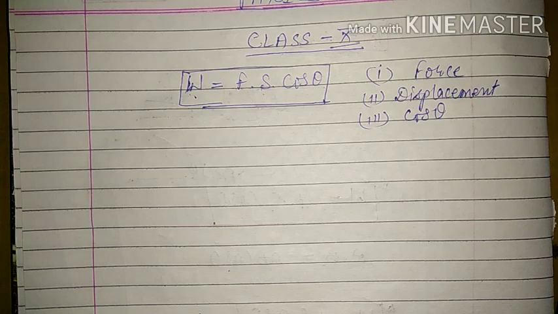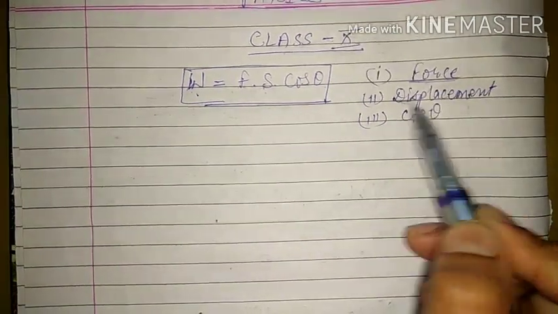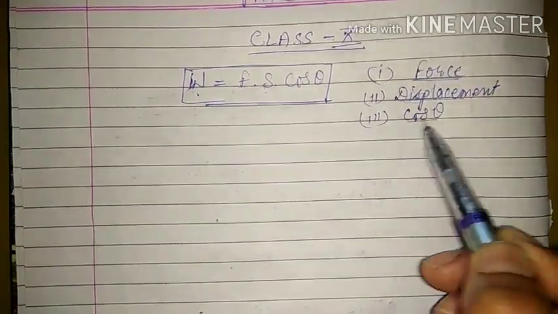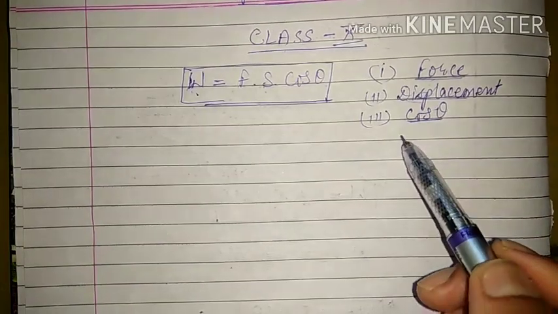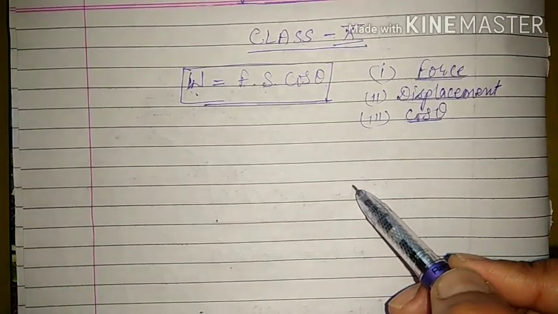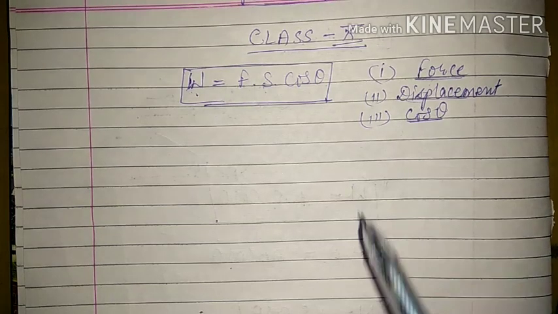We were discussing the second chapter of class 10th, that is work, energy and power. We have seen some common concepts related to work done: the definition of work done, its formula and the factors affecting the amount of work done. We have seen that the amount of work done depends on three factors. First one force, second one displacement, and third one cos theta, that means the angle at which displacement is taking place with respect to the horizontal surface.